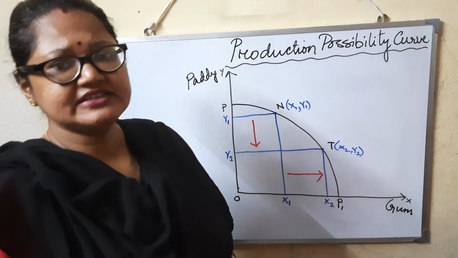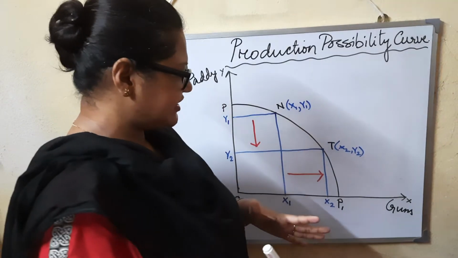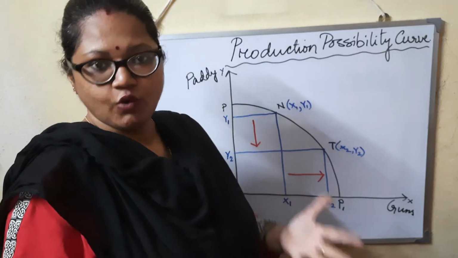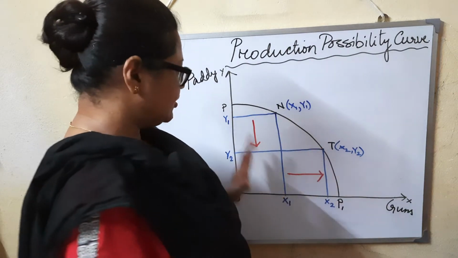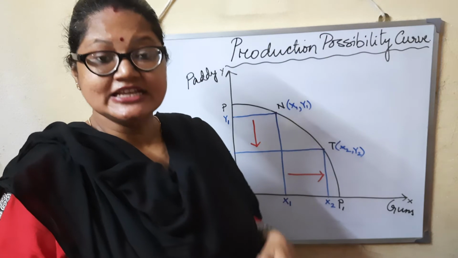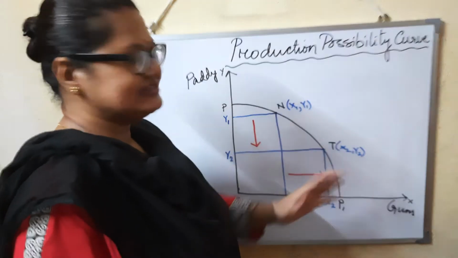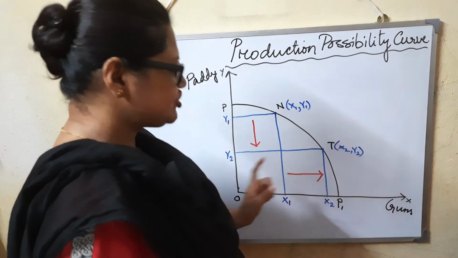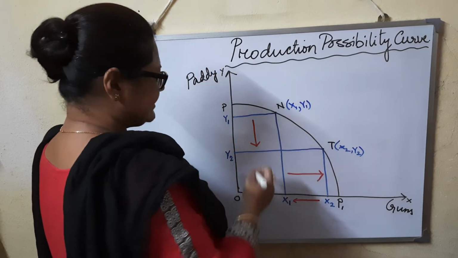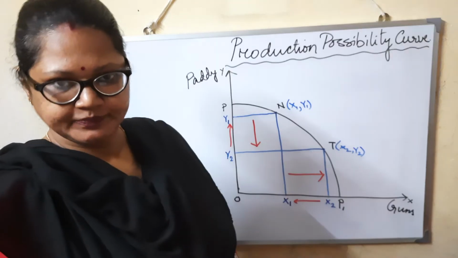This happens only because the resources are limited and we have to fulfill the necessities or the satisfactions which we get from paddy and guns. So when there is a danger of war, guns are more needed, so the production of paddy is reduced and the production of guns is increased. Just the opposite happens when the conditions are congenial to live in. That means guns will not be required much. So production of guns is reduced from X2 to X1, and in that case production of paddy can be increased from Y2 to Y1.